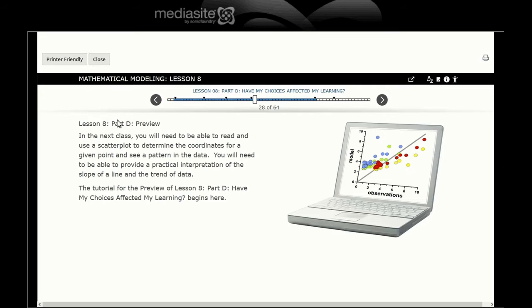So let's see, part 8D. In this class, you will need to be able to read and use a scatter plot to determine the coordinates for a given point and see a pattern in the data. You will need to be able to provide a practical interpretation of the slope of a line and the trend of data. The tutorial for preview of lesson 8, part D begins here.